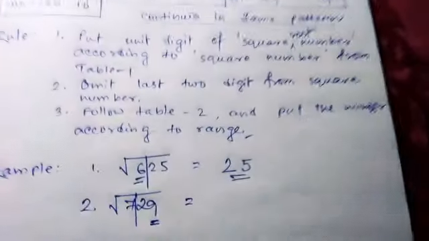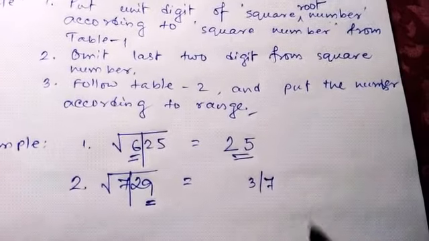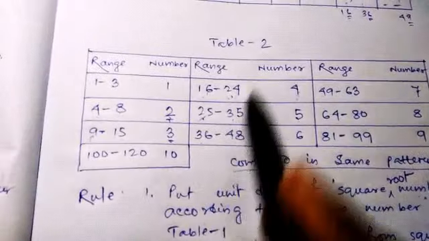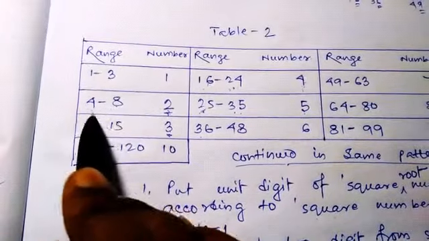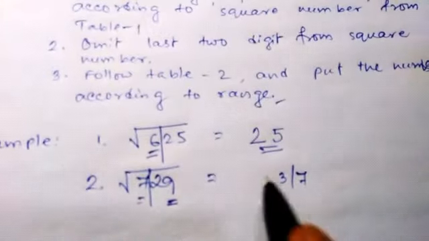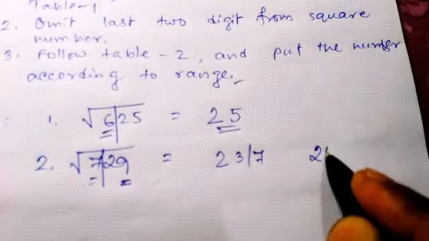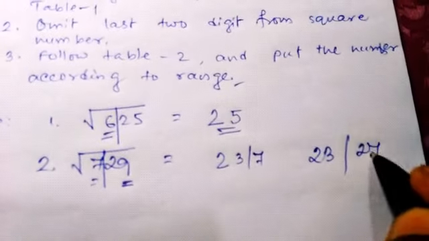So first I will write here either 3 or 7 in the unit digit. Now look at 7, followed by table number 2. 7 is within the 4 to 8 range, so the number is 2. Here it will be 2. So the answer should be either 23 or 27.